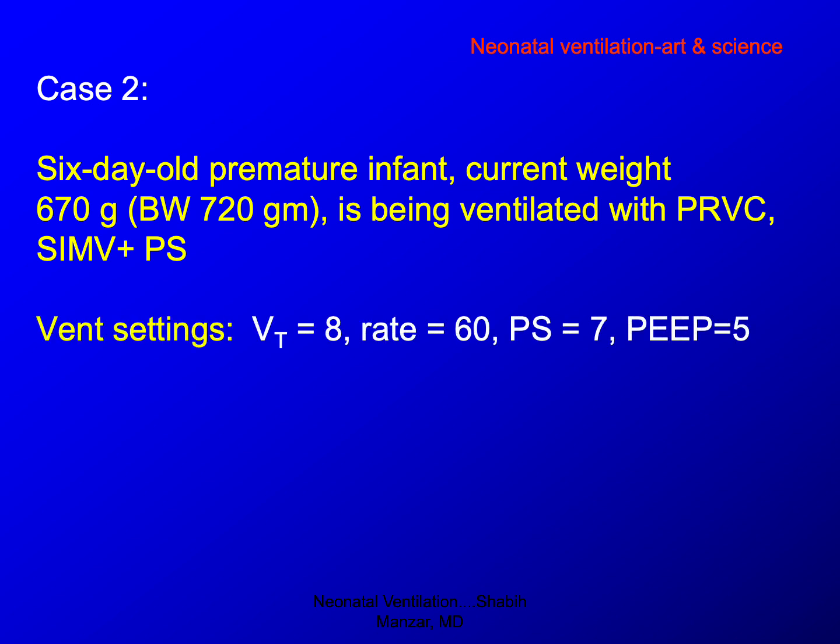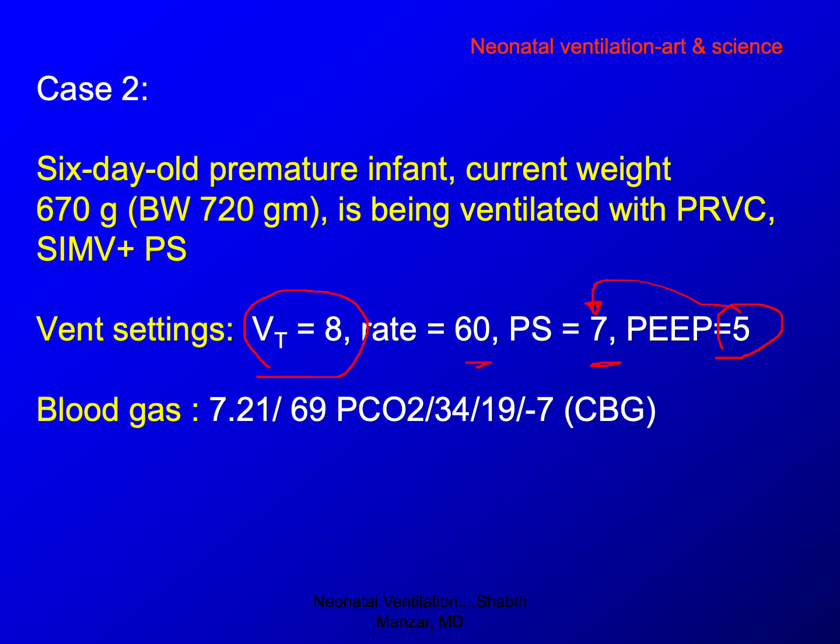So now what is happening? This is the tidal volume. VT is the tidal volume, and tidal volume is usually 5 per kilo. The rate is 40 to 60. You can start pressure support here. They decided to go 7 above PEEP, so 5 plus 7 is 12. So 12 is your pressure support if you add PEEP to it. So these are the settings. The blood gas: pH is 7.2, PCO2 is 69, O2 is 34, and these are the base deficit and bicarb. And this is the CBG.